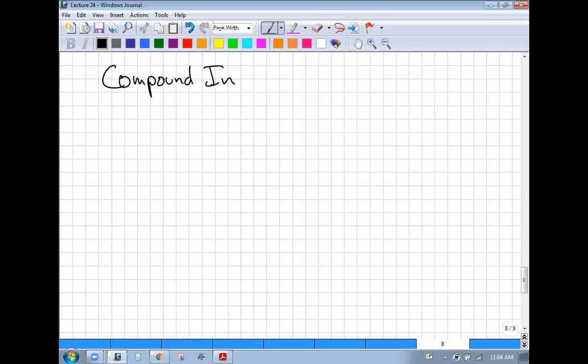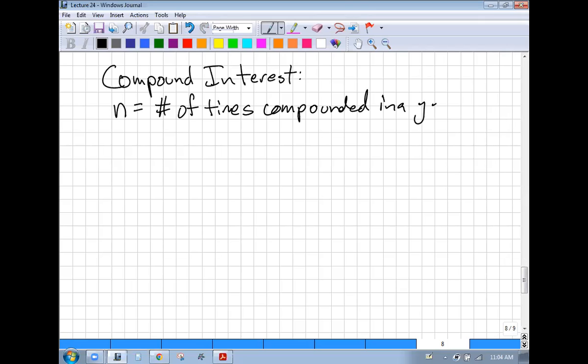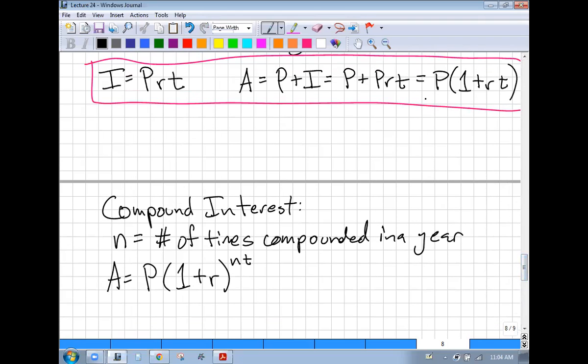Compound interest. We have all the same formula, the same letters as before, but N is the number of times compounded in a year. Again, the more often you compound it, the more times you're paying interest. So here the amount is P times (1 + R/N) to the NT. It looks kind of like this one. Notice the simple interest is just P times (1 + RT). Well, here we have this exponential where N is the number of times you compound.